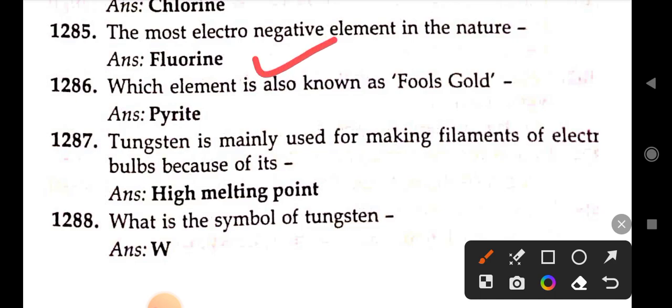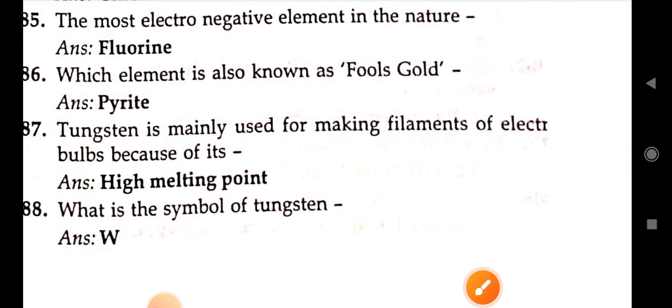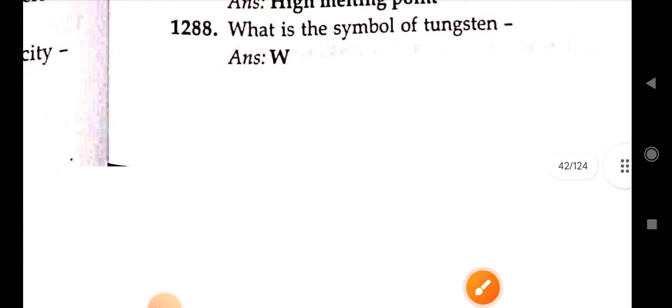Which mineral is also known as fool's gold? Pyrite. Tungsten is mainly used for making filaments and electron balls because it has a high melting point. What is the symbol of tungsten? W.